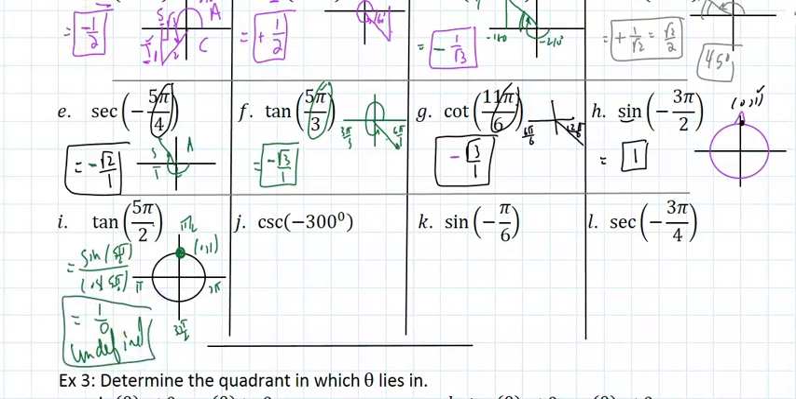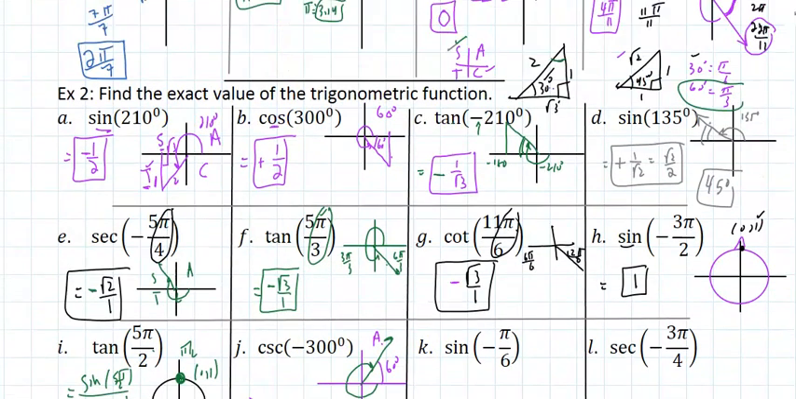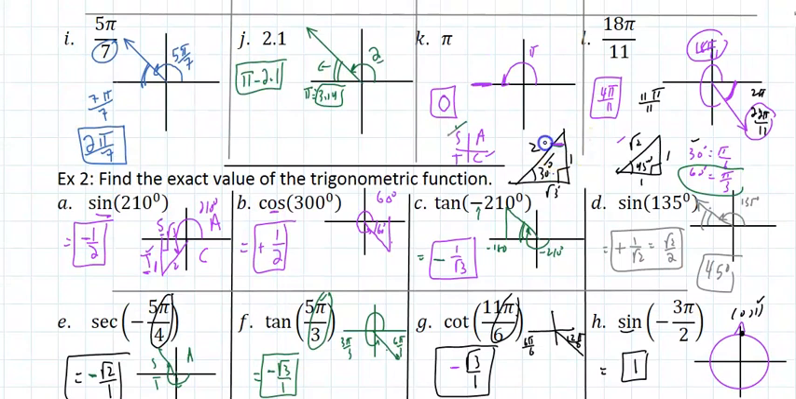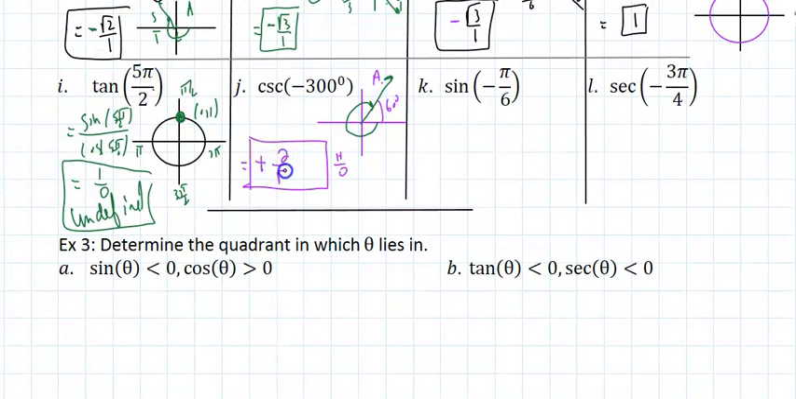How about this problem? Negative 300 degrees. Alright, negative 300 degrees has a reference angle of what? 60 degrees? In quadrant 1, they're all positive. And at 60 degrees, cosecant is the hypotenuse over the opposite. Where's 60 degrees? Right there. Hypotenuse over opposite: 2 over radical 3. The book will rationalize that and say that's 2 radical 3 over 3.